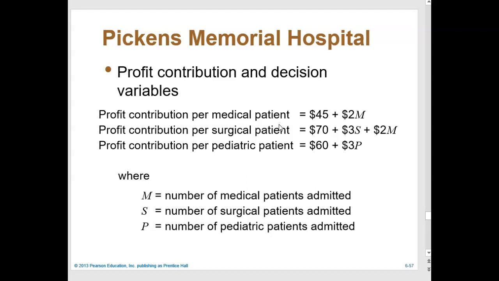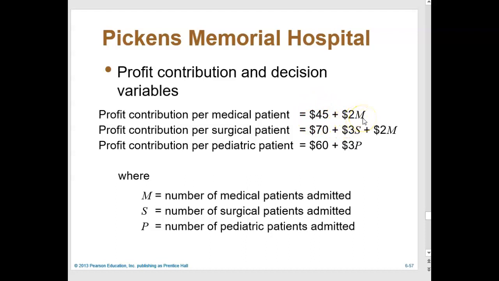So we also assume that some patients who are initially classified as medical patients may be reclassified as surgical patients later on. So if a patient comes in and is taken in as a medical patient, they might be transferred to the surgical category later on, which is why you see that the profit contribution per medical patient in a linear programming model would have been just $45. But in this case, where we're trying to make it more realistic, it's 45 plus 2m.